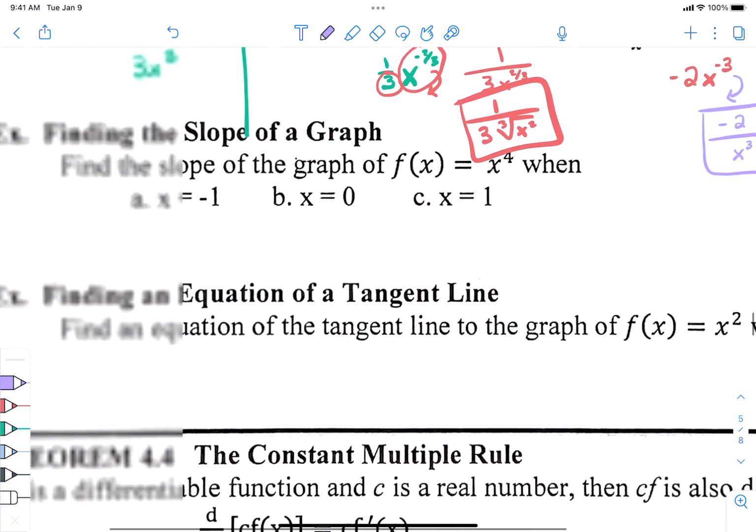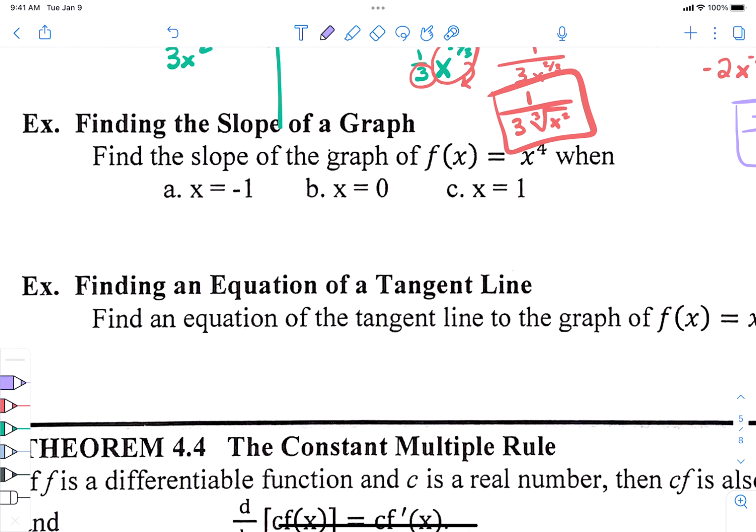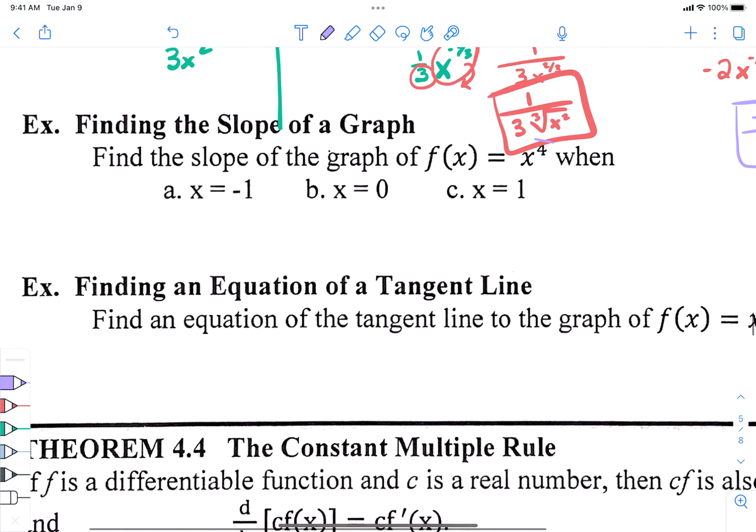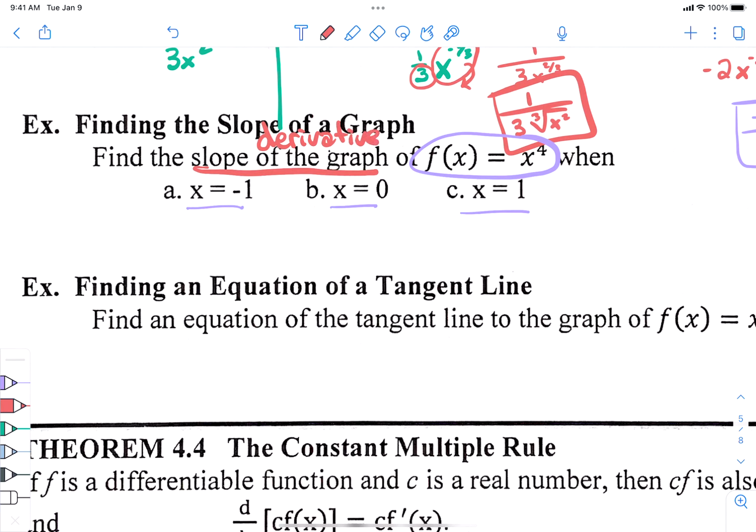Good? All right? Now, here we go. They're saying find the slope of the graph of this function when x is -1, x is 0, x is 1, okay? So what do they mean when they say find the slope of the graph? What's another name for the slope of a tangent line? Slope of the graph is a derivative. That's what the derivative stands for. So it says find the derivative when x is -1, x is 0, x is 1, okay?